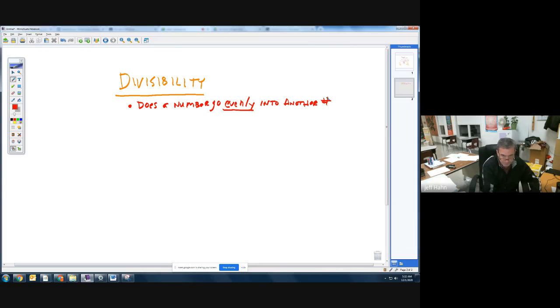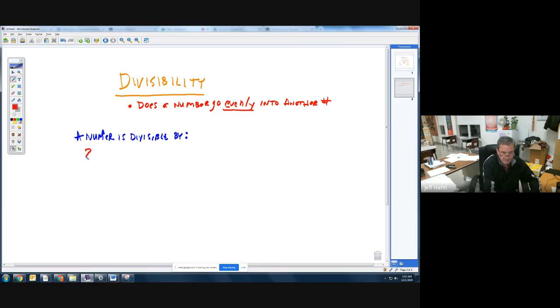For example, let me write this down. Let's do a little bit of this right here. A number is divisible by, and then put a little colon here because we're going to make a list of numbers. Oh, look at how I spelled number. Number, let's put a B in there, is divisible by, and let's start off with 2.